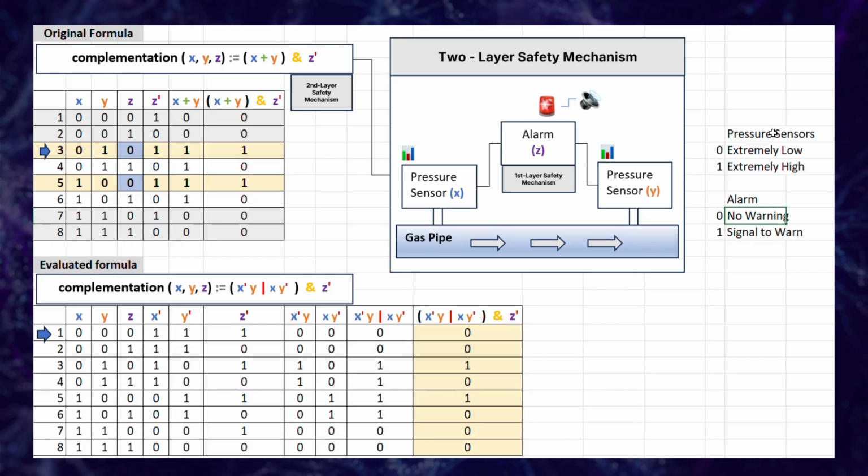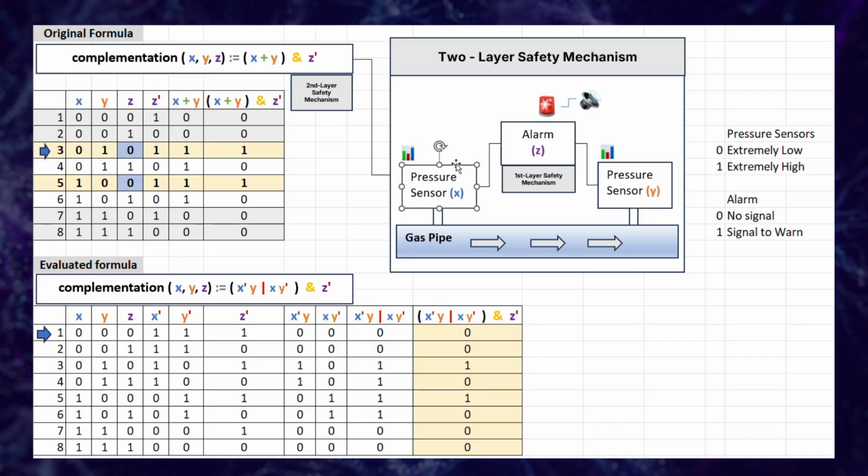This one is no signal. Okay, so here, if the alarm is 1, it means it captured that. So let's look at it this way.